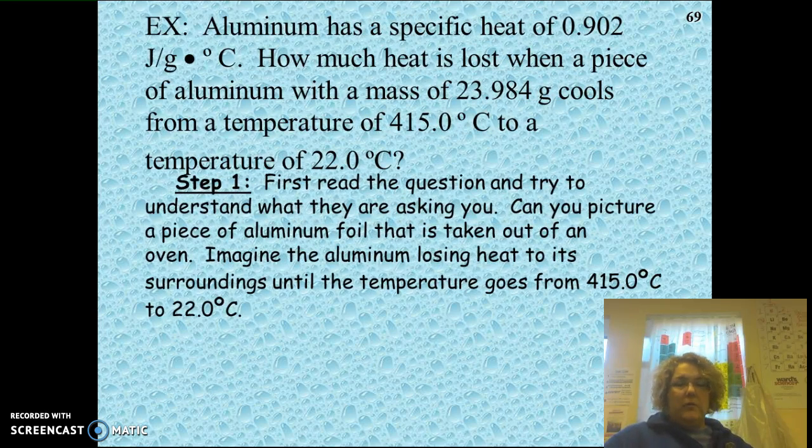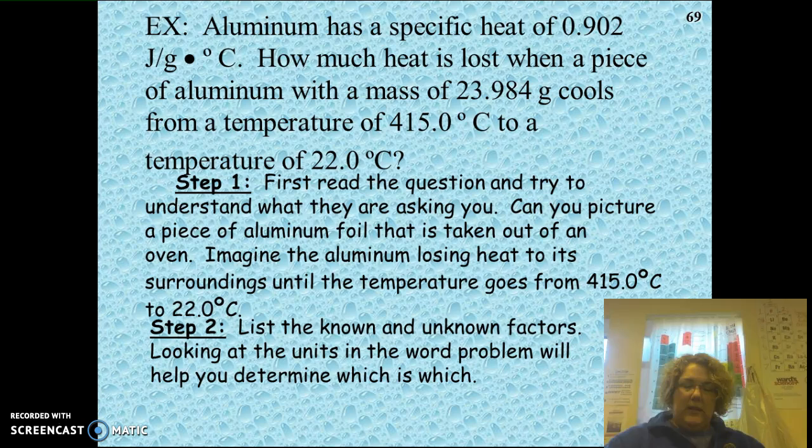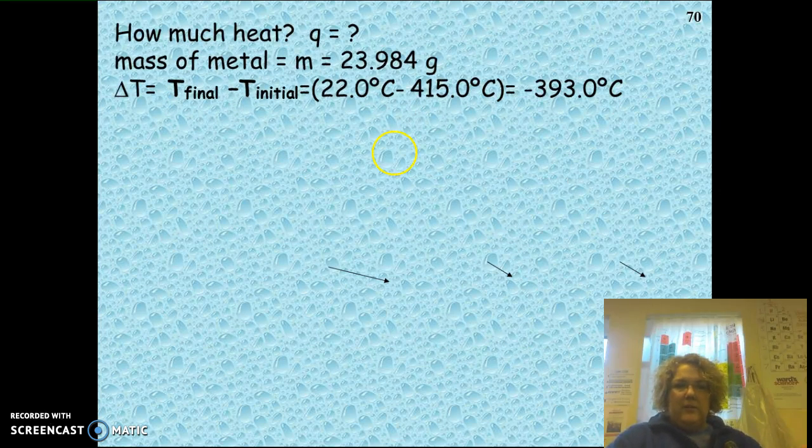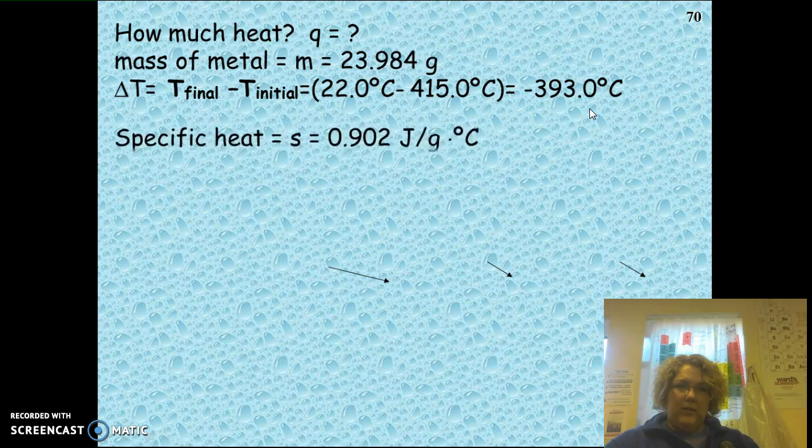Alright, so read the question, figure out what it's asking you, and try to picture it. Here we're taking a piece of aluminum out of a hot oven and letting it cool off to room temperature. Imagine it losing heat to the environment as it cools off, and you'll know then to expect a negative Q. Now I like to list out all the numbers given in the problem, and that usually makes it clear what formula I need to use. The question asks how much heat, so what's the Q? We know the mass of the metal, we know the final and initial temperatures, so I went ahead and figured out the delta T is negative 393.